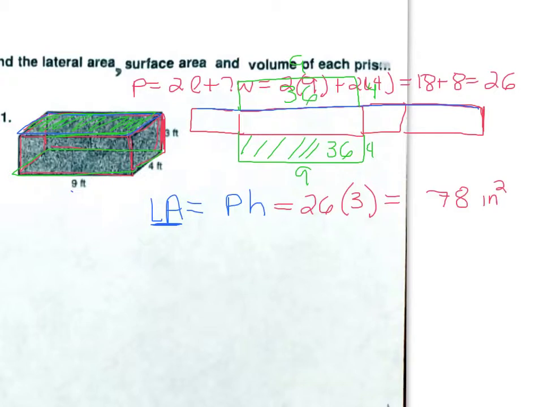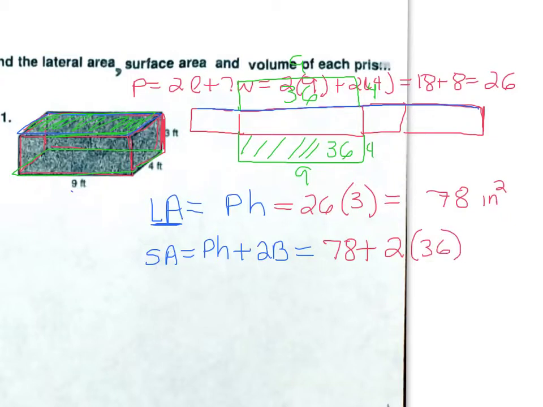So the surface area formula is equal to perimeter times height plus the two bases. Okay, so in this case, I'm adding the area of the two bases. So this is 78, which is what perimeter times height is, plus the area of the two bases. So it's 2 times 36. That's what one of the bases' area is.